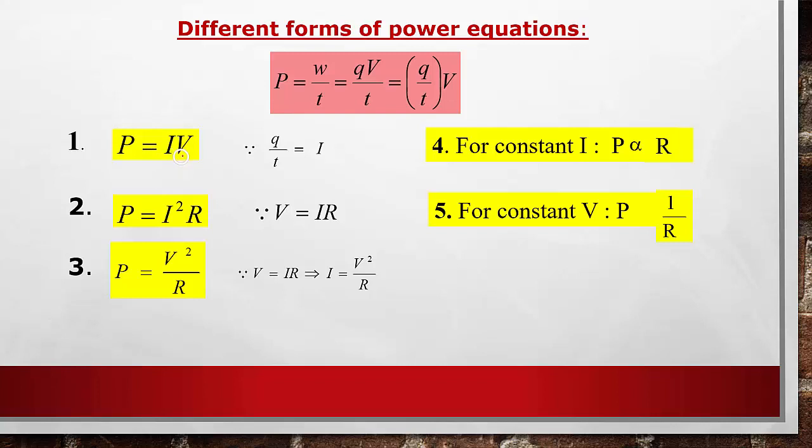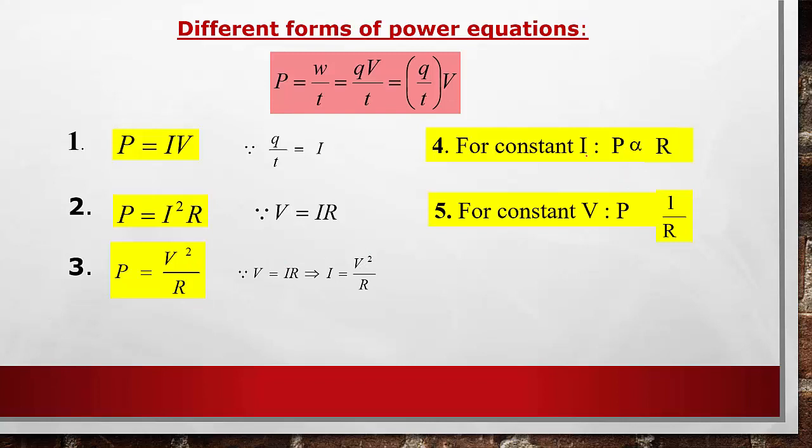Electrical current into potential difference gives power, because we know that current I is equal to Q divided by T. Then for the second equation we can use P equal to I square R, because in place of V we substituted IR and got equation 2. Then the third one, P equal to V square by R, because V equal to IR or I equal to V divided by R. Because of this we get the third equation.